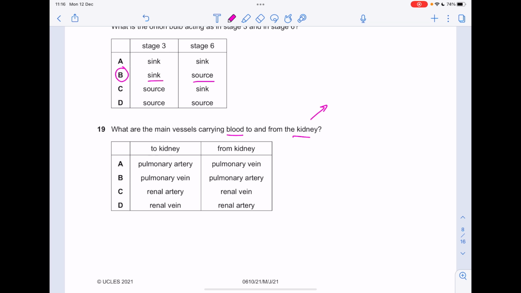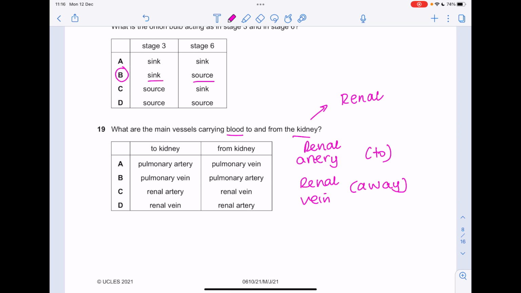What are the main vessels carrying blood to and from the kidney? If it's to do with the kidney, it's renal. And remember, it's always going to be an artery carrying oxygenated blood to an organ, unless it's the pulmonary artery. That's the only exception here. So that carries oxygen to the kidney, whereas the renal vein takes the deoxygenated blood away from the kidney. So match these up. You can see that the answer is C.